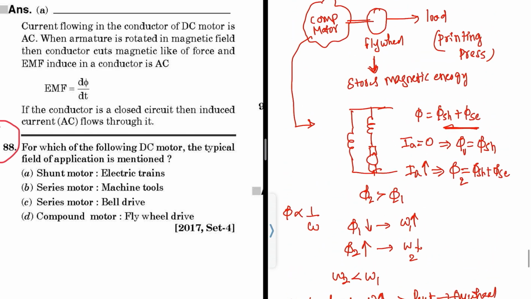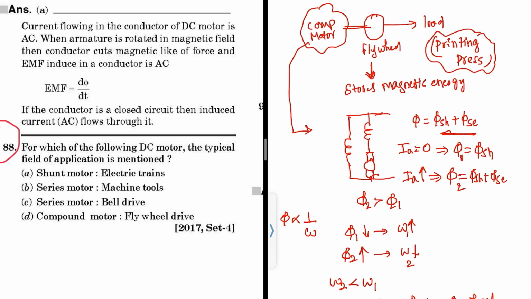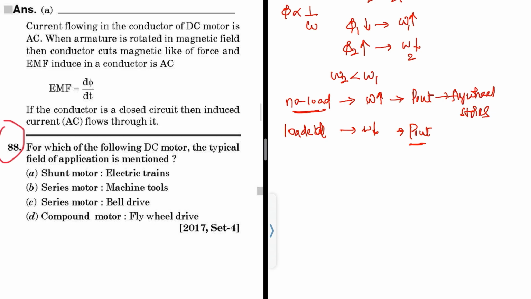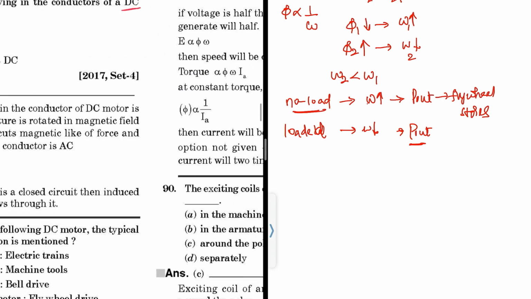Suppose we are using the printing press. During no load condition, the printing press is off, so the compound motor runs at high speed and the flywheel stores that mechanical energy. Now the load is applied, like some bundle of papers given to print. Then the flywheel will give the extra energy required for the printing press. This is the basic mechanism of the compound motor with flywheel drive. This is a cumulative compound motor, not differential. So the answer will be D.